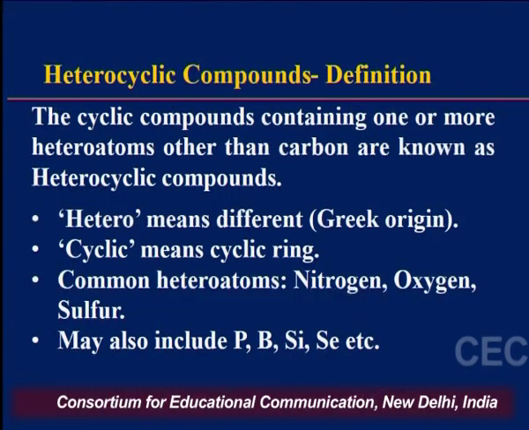So, let us start with the basic definition of heterocyclic compound. As the name suggests, hetero means different and cyclic means cyclic ring. So, how can we define heterocyclic compounds? The cyclic compounds that contain one or more heteroatoms other than carbon are known as heterocyclic compounds. The common heteroatoms found in these heterocyclic compounds are nitrogen, oxygen and sulfur. Other than these heteroatoms, you can see phosphorus, boron, silicon and selenium as well.